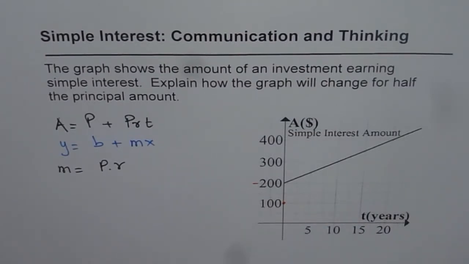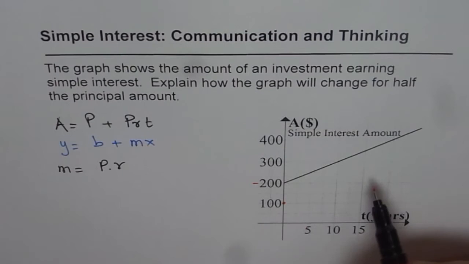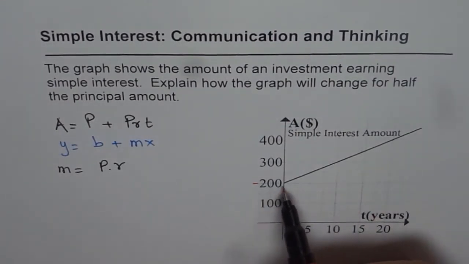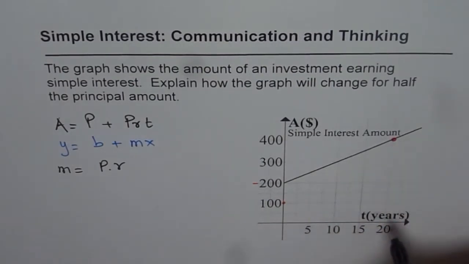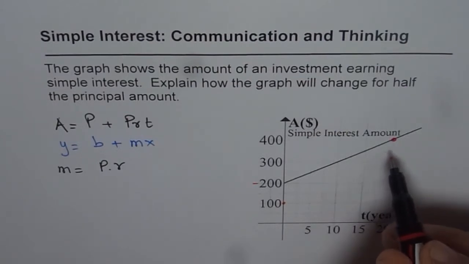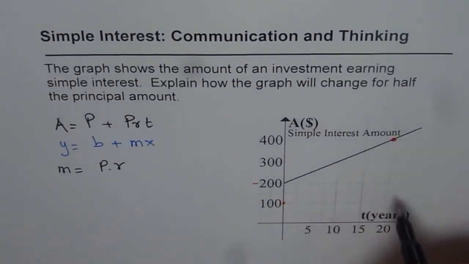Now the second part is how to draw this line indicating the simple interest amount for half the principal value. Well, one good thing is you could look into, let's say, doubling time. So we started with 200 and the doubling time is 20 years. So in 20 years the amount doubles, and that is totally dependent on the interest rate, right? So if you start with 100, in 20 years it should become 200, right? So that is our second point.